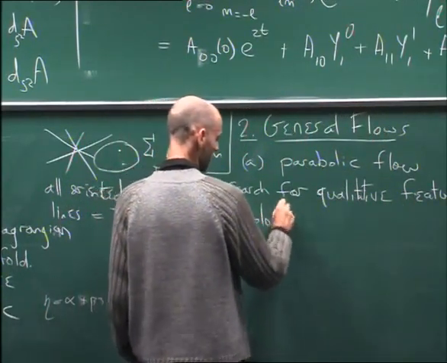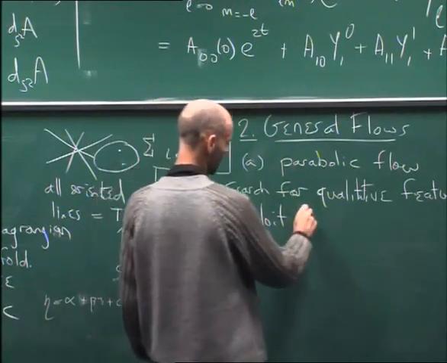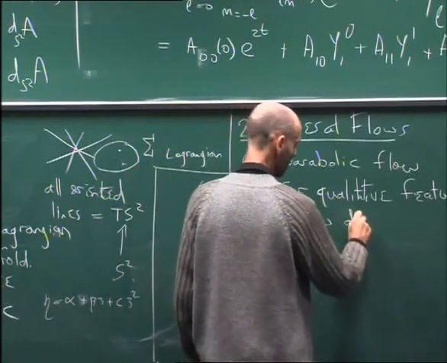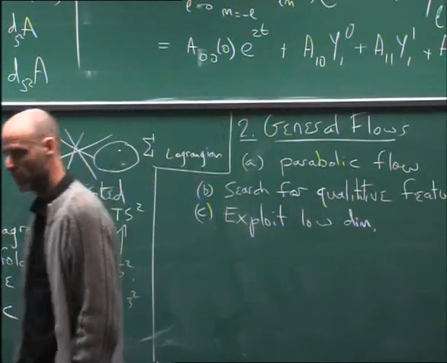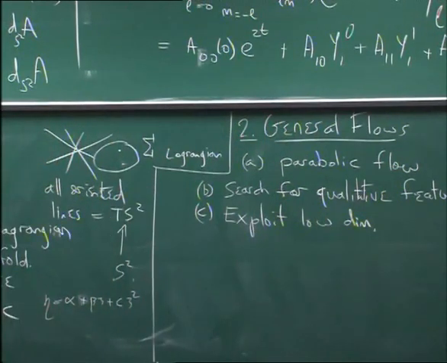And the third thing is to exploit the low dimension. So much of what I've said earlier can be done in any dimension. But I want to exploit low dimension. I want to somehow exploit the fact that we're only looking at a surface in R3 rather than a hypersurface in a higher dimension.